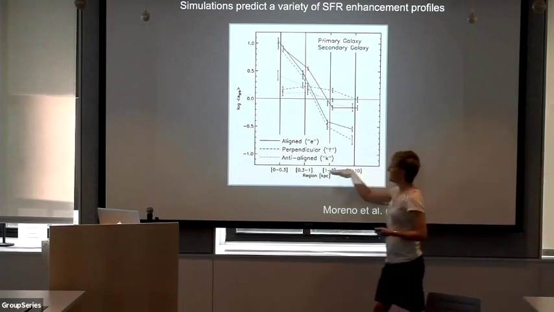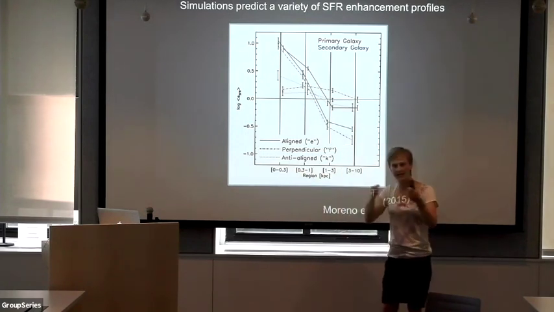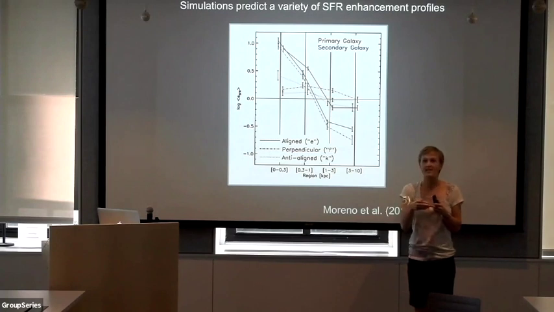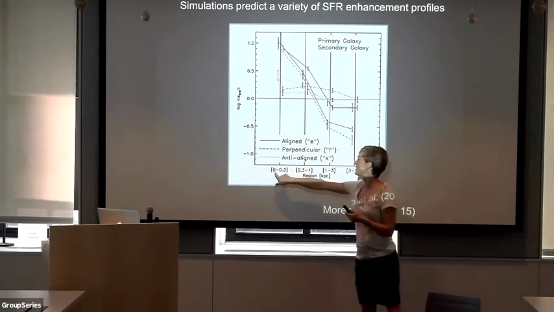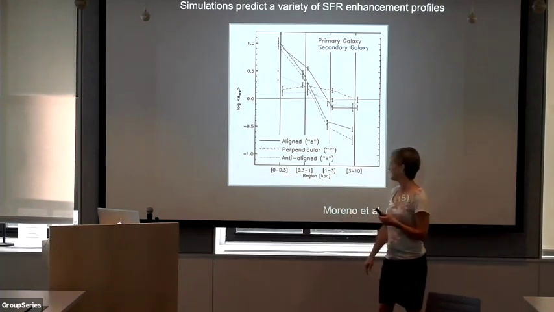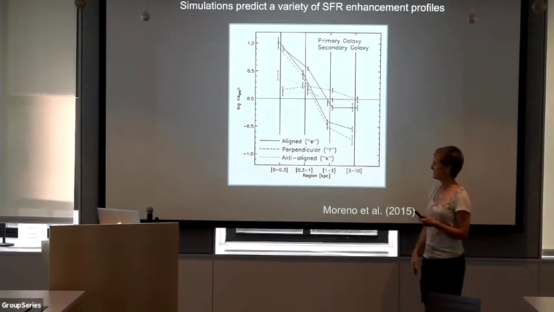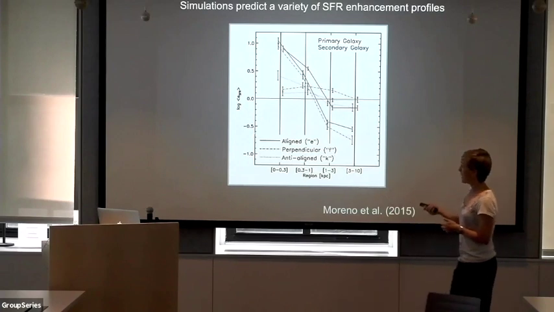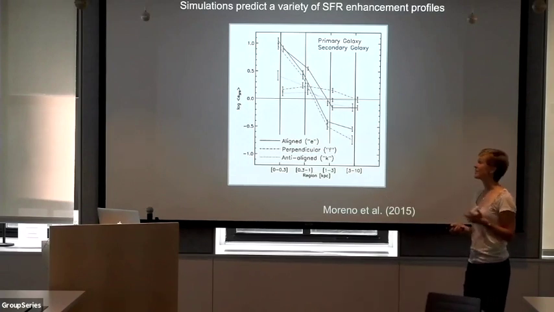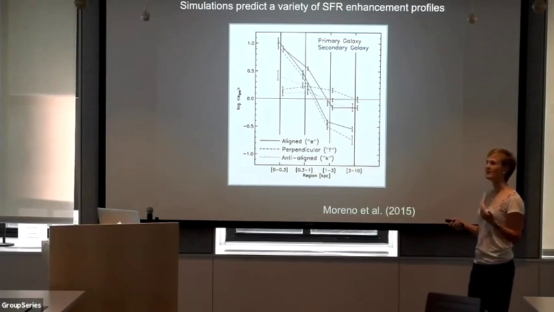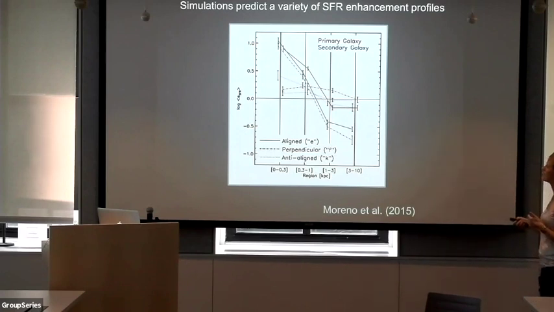So the x-axis now is a little bit different. It's no longer galaxy separation. Now this is the radial distance within your galaxy. Right in the central region, between 0 and 0.3 kpc, all the way out to the outer disk, 3 to 10 kpc. The y-axis is still measuring the enhancement in the star formation rate relative to an isolated control.